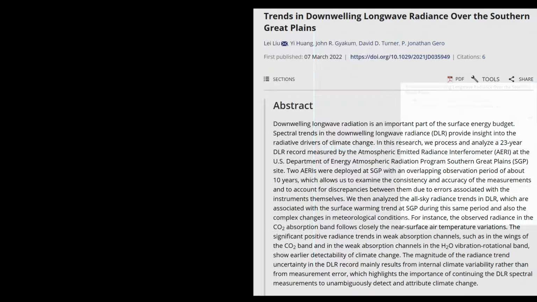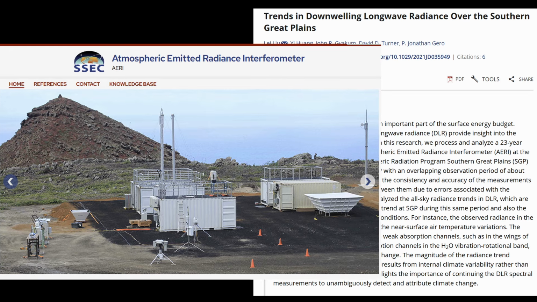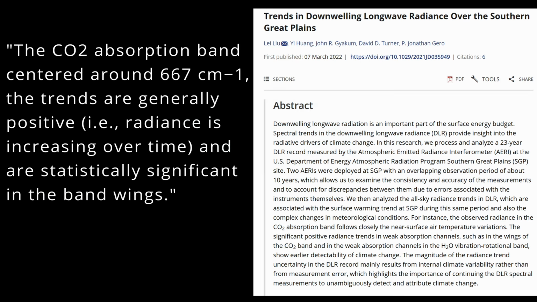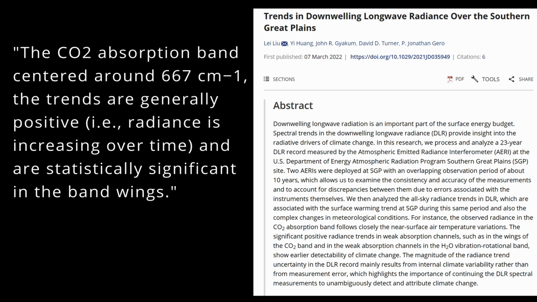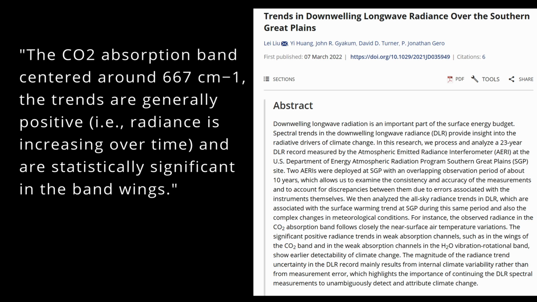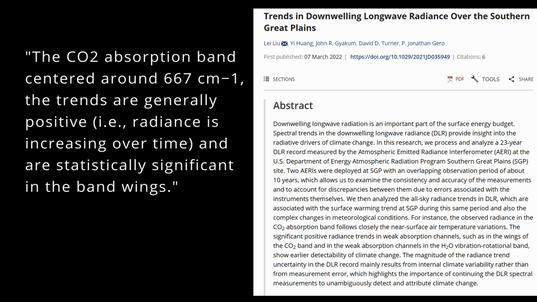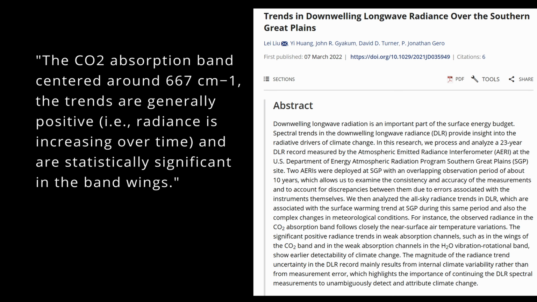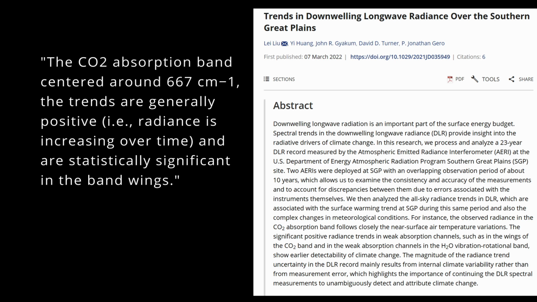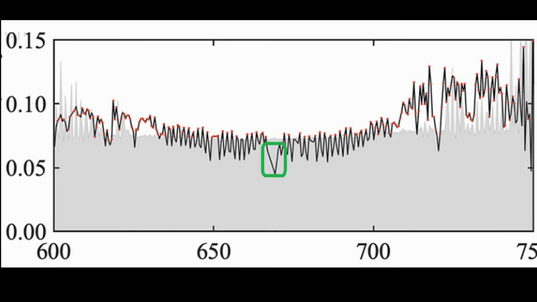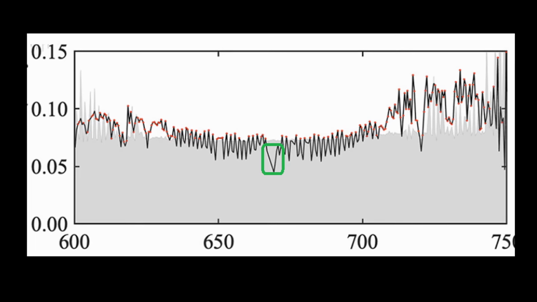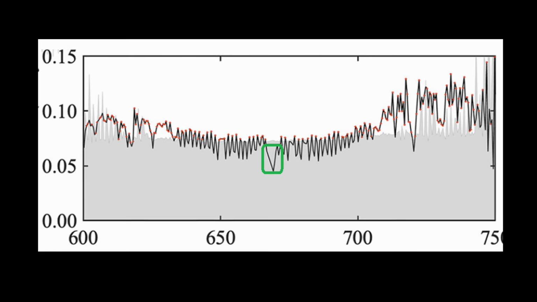Then we come to Leo 2022, which we already saw. Another surface-based measurement using the AIRS network. The CO2 absorption band centered around 667. That's the wave number, by the way, which you flip around and you get back to the 4.26 micrometer wavelength. The trends are generally positive. Radiance is increasing over time and is statistically significant in the band wings. So again, this is direct observational evidence that CO2 is having a radiative forcing, due to those wings where it doesn't absorb as effectively as it does at the peak.